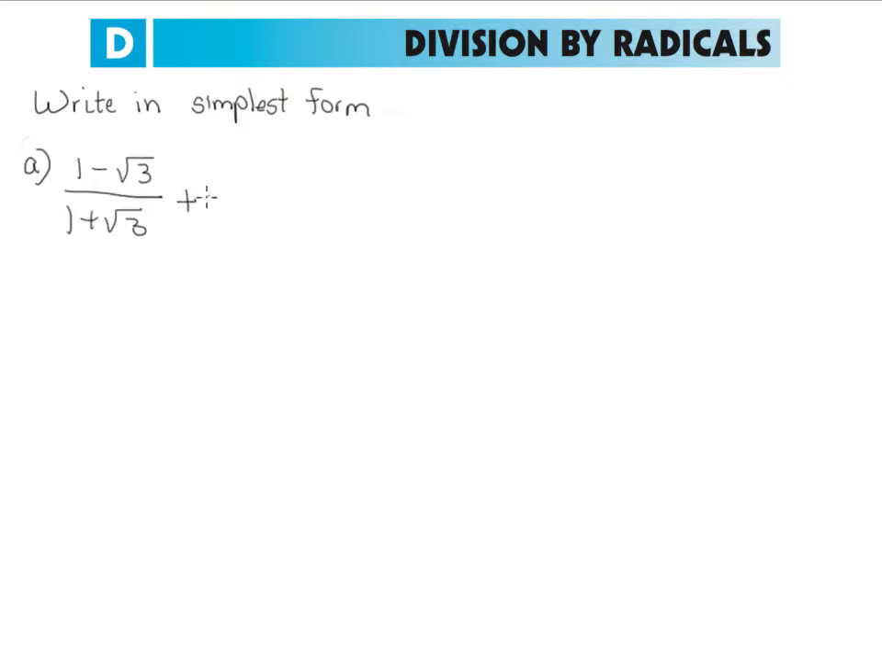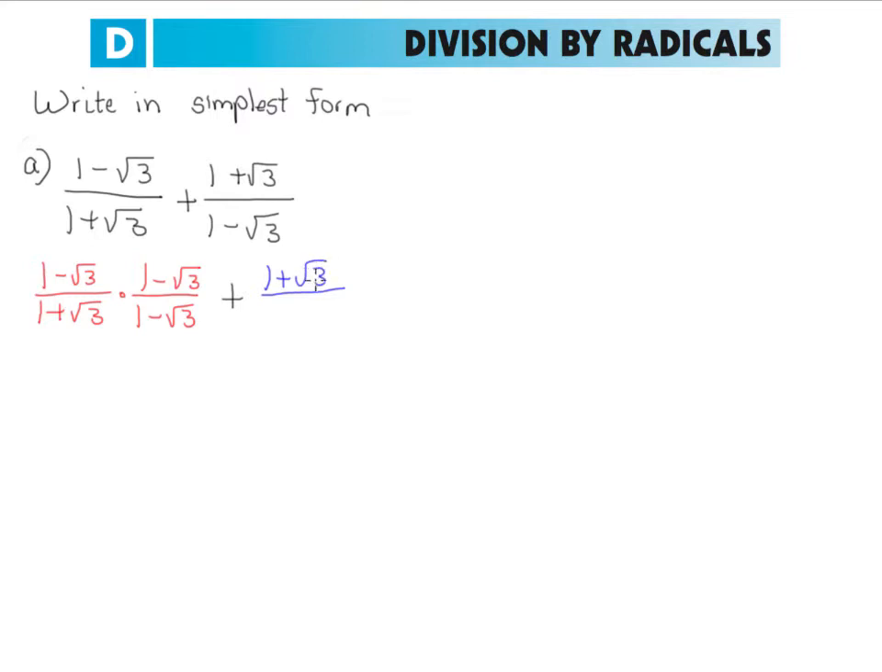And in this section, we're going to look at adding and subtracting radical fractions. First thing you need to do is rationalize the denominator of each individual fraction. So in this first fraction, I'm going to multiply by the radical conjugate, which is 1 minus the square root of 3. And then to rationalize the denominator in the second fraction, the radical conjugate this time is going to be 1 plus the square root of 3.